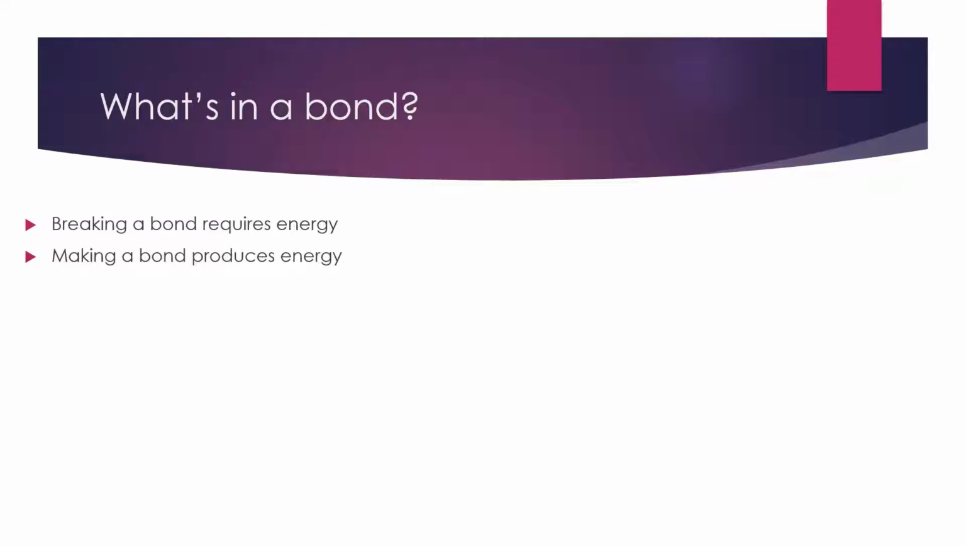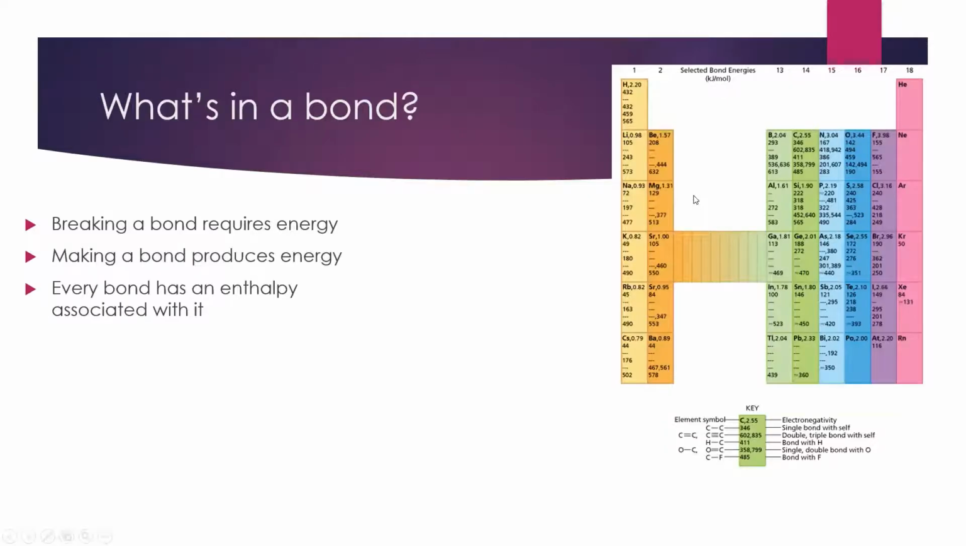How can we talk about a chemical reaction? Well, every bond itself has an enthalpy associated with it. And you may remember from previous chemistry classes talking about things like bond enthalpy. So this is a table from the book that talks about the different types of bonds. So you have the key here. We have single bonds, double bonds, triple bonds with self, and then bonds with hydrogen and carbon and so forth.